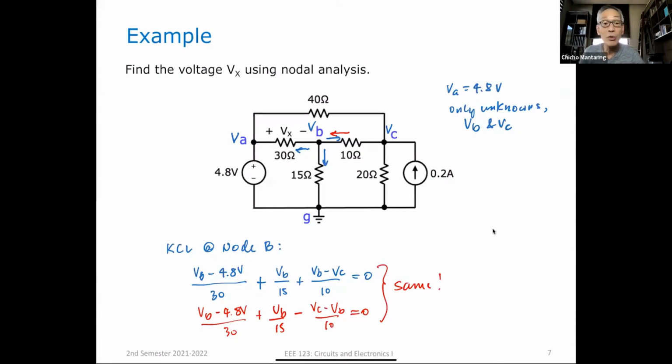Notice that those two are the same. That's why I was telling you, if you don't know the direction of current, you can arbitrarily assign any direction. As long as you're consistent in the way you express the currents in terms of the voltages, you're going to get exactly the same equation. Okay, so this is KCL for node B.